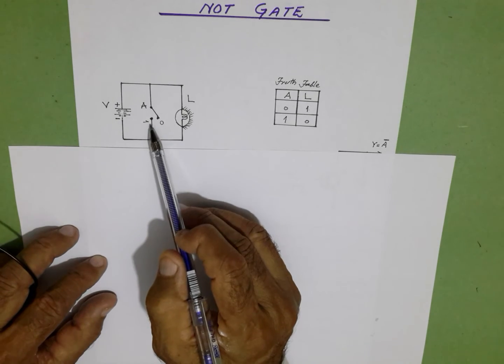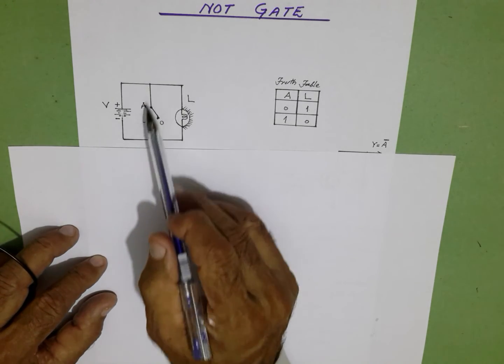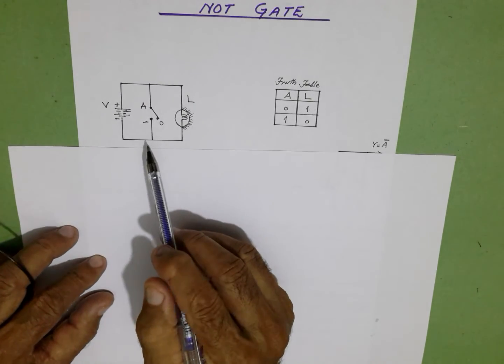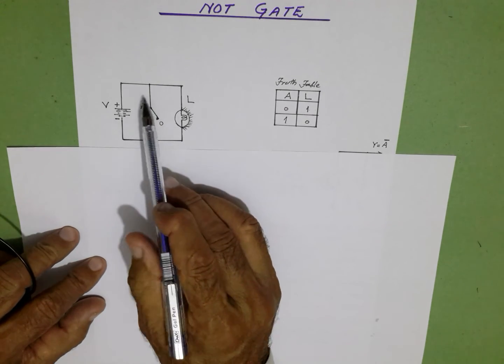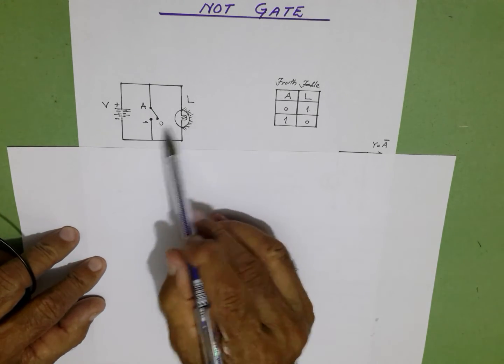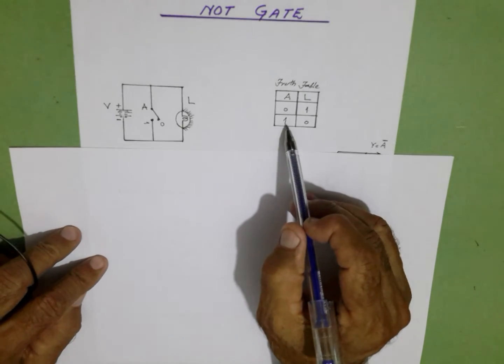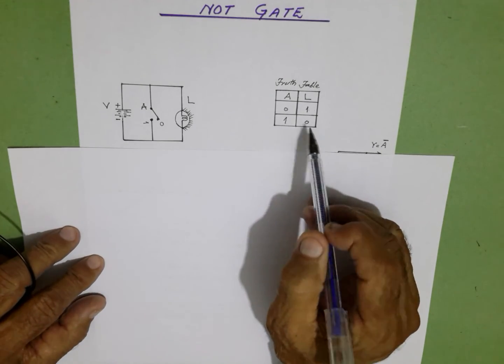When the switch is closed, the battery is shorted, or we say that the current finds an easy path through the switch and back to the battery and does not flow through the lamp. When the switch is closed, logic 1, the output is logic 0.